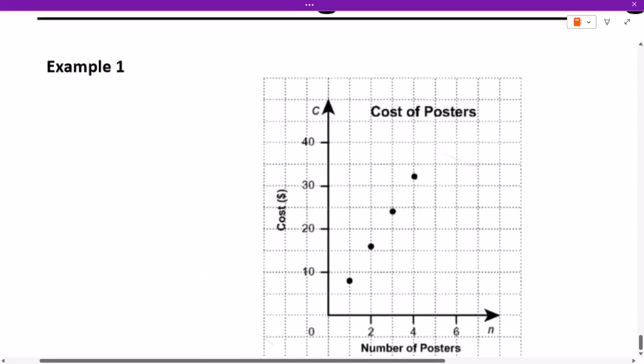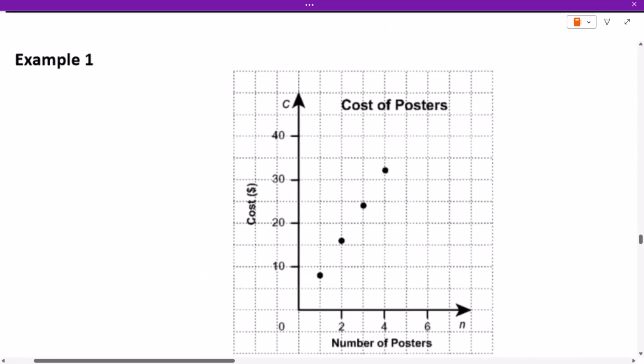Alright, so now, some of you guys have a bad habit of not drawing lines through your dots. Okay? So this graph, a graph, is a picture of a relationship. Those dots are there to show the pattern of this relationship.